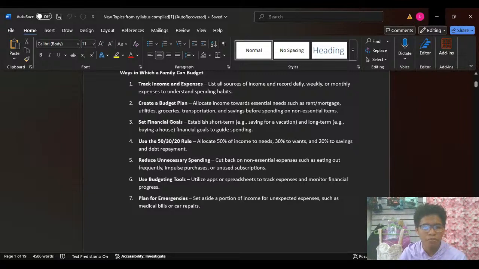So on the matter of how a family can budget, one way is to reduce unnecessary spending. Usually we spend excessively on wants. It would be advisable to actually use some of that income elsewhere.